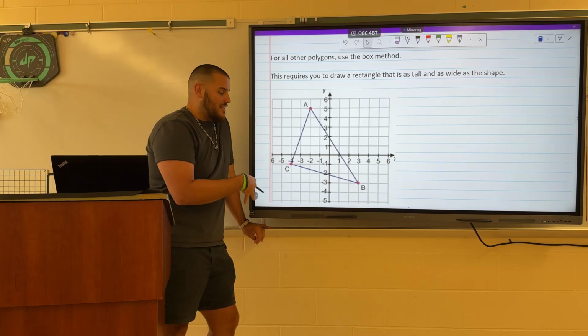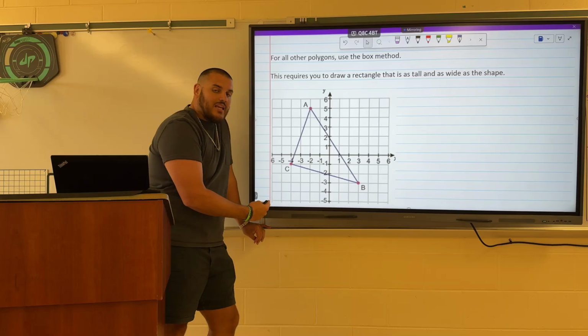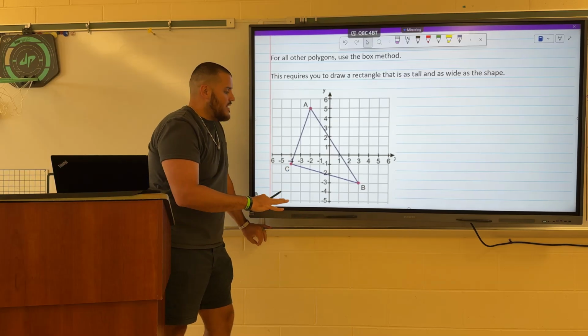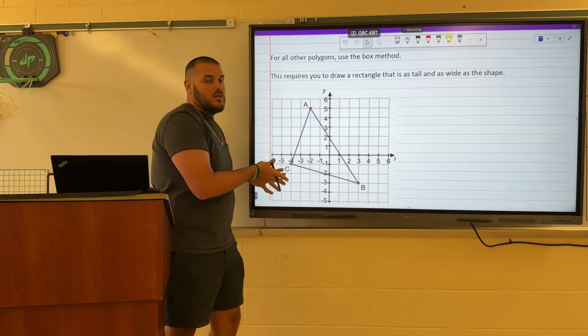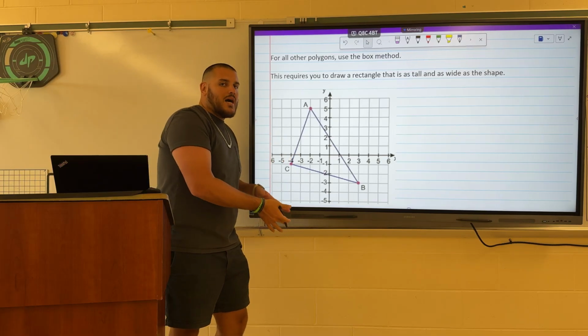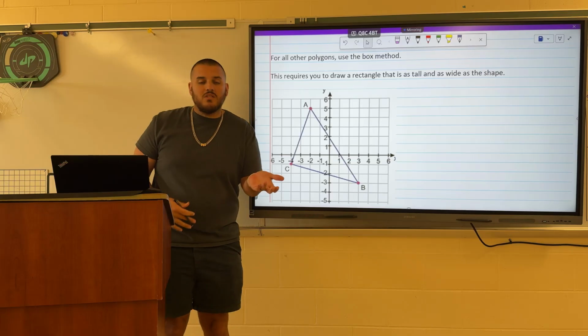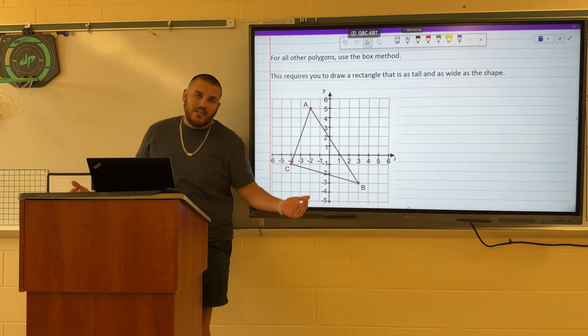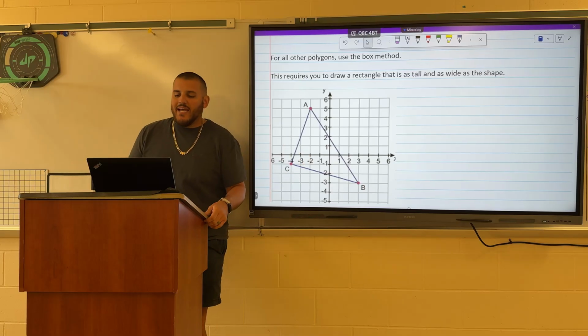So this triangle is an example of that. I have no sides that I can count. There's nothing horizontal or vertical. In a scenario like this, in any other scenario, no matter what the shape is, I like to use what's called the box method. All right, to use the box method, we need to draw a rectangle that's as tall as our shape is and as wide as our shape is.